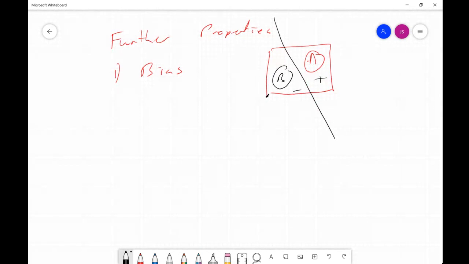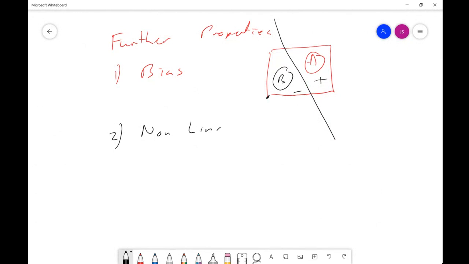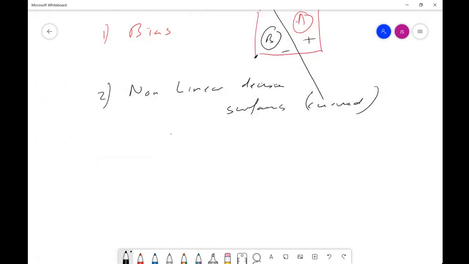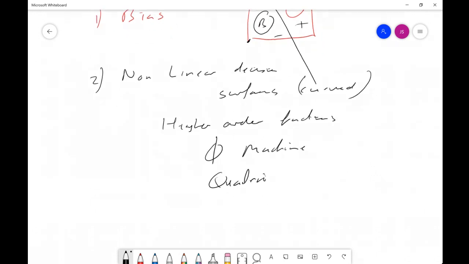Then there is nonlinear, it's curved, and this will lead us to higher order functions. And keywords there would be the phi machine and the quadric machine.